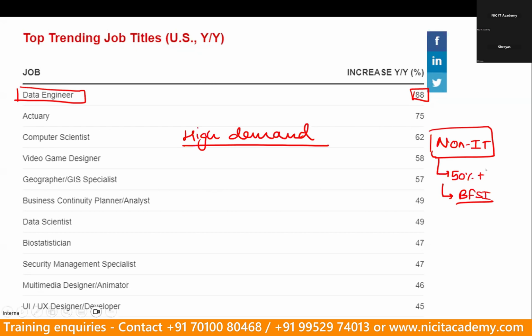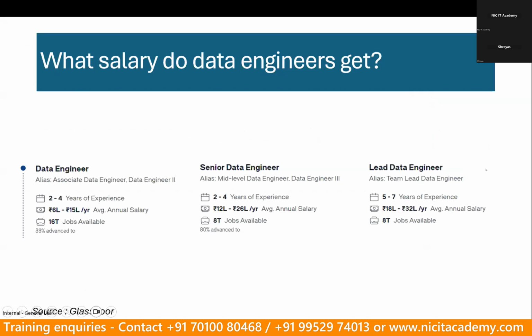Now, to talk about salaries, what data engineers get. This is something that I got on Glassdoor. You have different levels depending upon seniority and experience. In general, you start as a data engineer, with almost 2 to 4 years of experience, and the average salary for somebody with 2 to 4 years of experience is around 6 lakh to 15 lakhs. I'm not saying that 6 lakhs is the base salary and 15 lakhs is the ceiling. It is where the average annual salary lies.